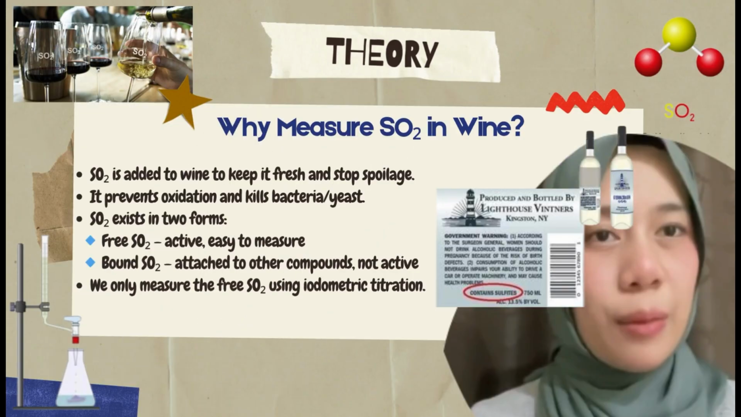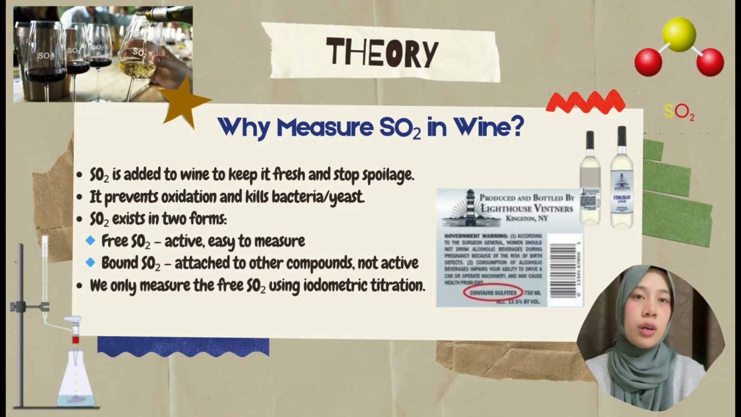For this slide, let's talk about why we need to measure sulfur dioxide, or SO2, in wine. SO2 is commonly added to wine as a preservative. It helps to protect the wine from oxidation, which can change the color and taste, and also prevent microbial contamination.